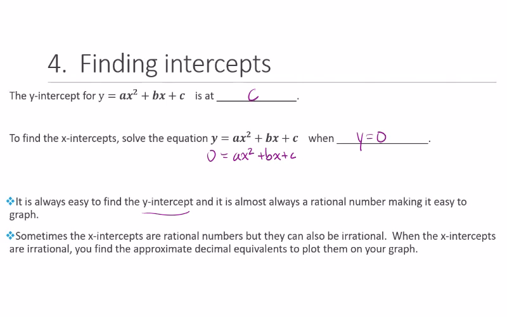Now for the x-intercepts, like we talked about, we can use the quadratic formula. Sometimes we can factor and we'll get rational numbers. But a lot of times if factoring is not possible, we'll get some irrational numbers. If the x-intercepts are irrational, you're going to find the appropriate decimal equivalents to plot them on your graph, because it's kind of hard to say where 2 plus or minus square root of 7 over 5 goes on your graph. So we'll have to get decimal equivalents so we know approximately where they go on the graph.